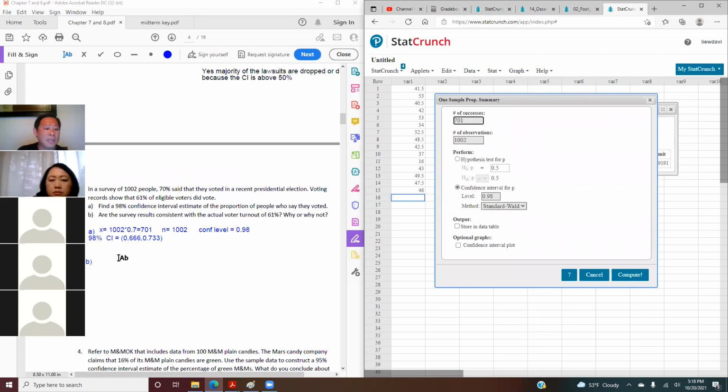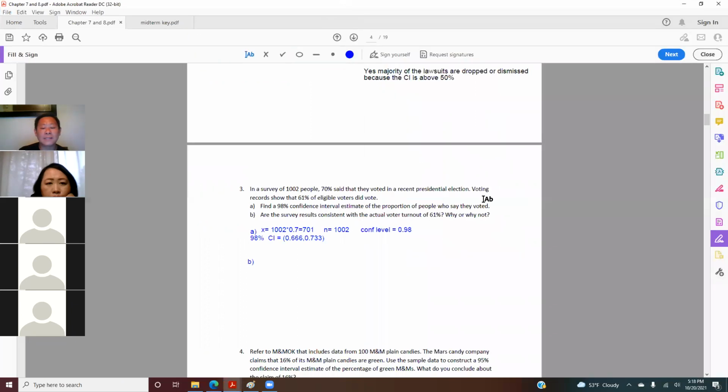Okay. B, is the survey consistent with 61%? This is something like our ROT. Is 61% in or outside this range? Outside. So 61 is outside. Is this consistent? The answer will be no. This is not consistent because 0.61, which is 61%, is outside the CI.